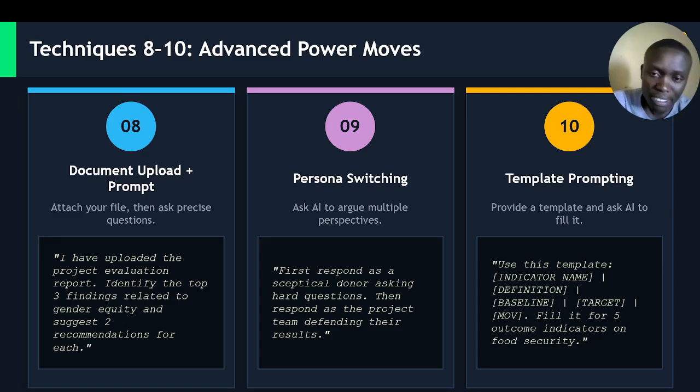Then the other one is persona switching. You ask AI to argue multiple perspectives. So here you can do a persona switch: the first response as a skeptical donor asking hard questions, then the second as a project team defending their results. You can have this type of prompting where maybe you've done data collection, and you're an M&E specialist supervising some data collectors. You can have a conversation where it switches personas.